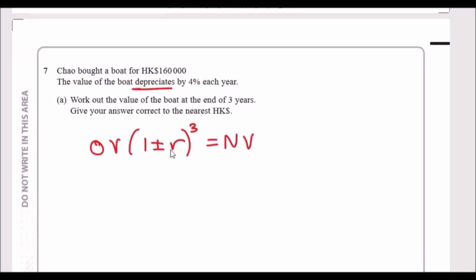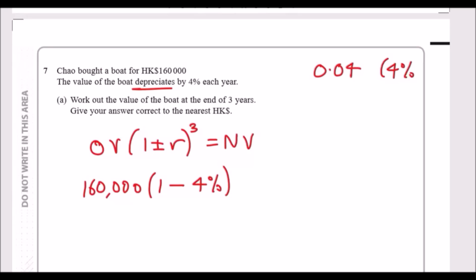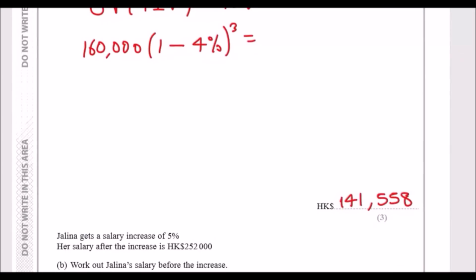Now, all you want to do is literally replace what we know. So we have an original value of 160,000. We know that it's decreasing by 4% per year, so it'll be 1 minus, instead of r, we write 4%. In your calculator, you should have a percent button. If you're not sure how to put it in, just use the value of 0.04 instead of 4%. So one of these two. And then power to 3, and that's it, you've done it, and this will give you an answer. I've already done it, and I got about 141,558 Hong Kong dollars. Easy.